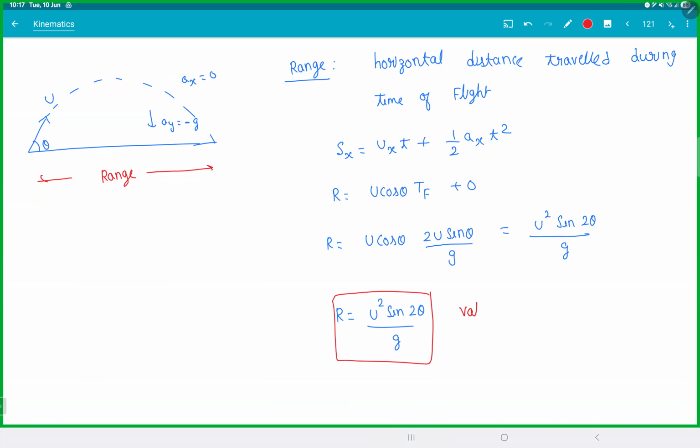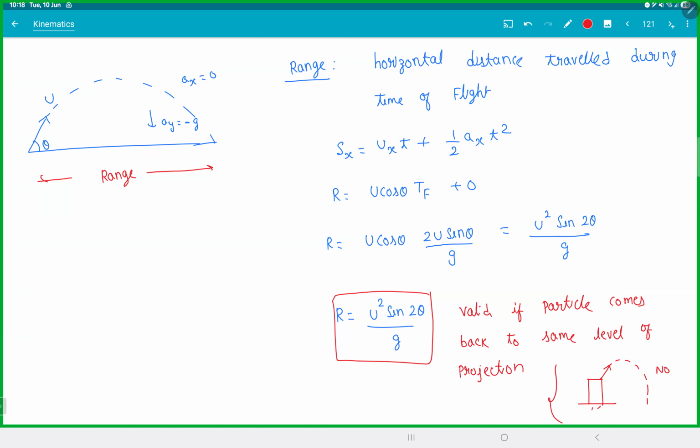Again, remember, this formula is valid only if you come back to the same level. If the particle doesn't come back to the same level, you can't use this. If you're throwing from the ground, you have to come back to the ground. In these kinds of cases, it is not valid. If you're throwing from buildings, don't use this formula. We have to do them separately.